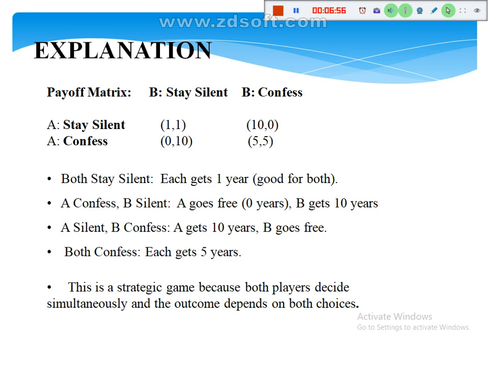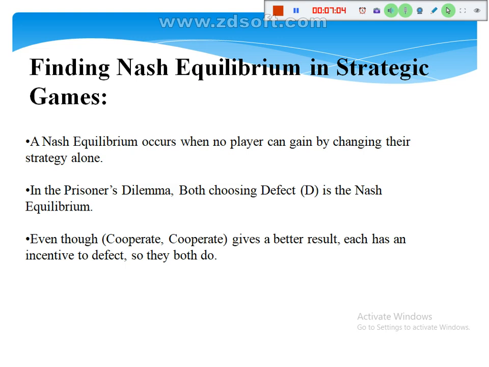So this is a strategic game because both players decide simultaneously and the outcome depends on both choices. Next, finding Nash equilibrium in strategic games. So what is Nash equilibrium? Nash equilibrium means no player can gain by changing their strategy alone. For example, if player A changes their strategy, he will not get a better payoff because each payoff depends on the other player's strategy too. So no player can gain by changing their strategy alone.